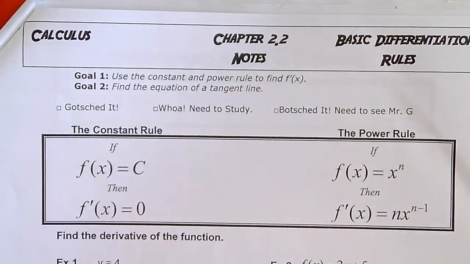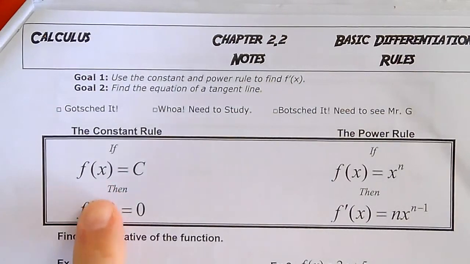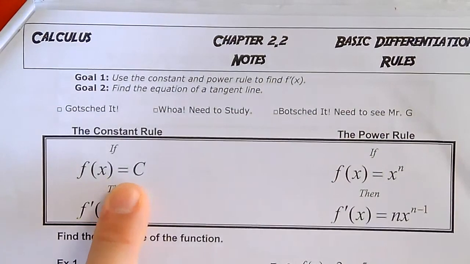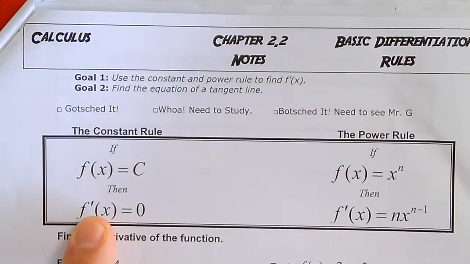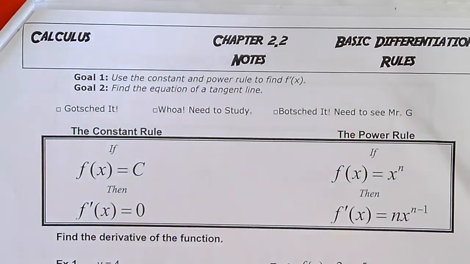So first things first, the constant rule is super easy. It says if f of x is equal to any constant, then the derivative, the slope, is 0. Well, that should make sense to you if you understand what a constant is.